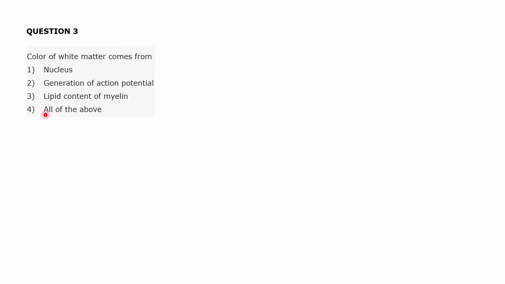Yeah, so the answer to this question is lipid content of myelin. I think you are trying to speak something, right? I can't hear through my microphone, I think. I'm not sure whether it's from my issue or not. So I think it's better to type it in the chat box. So the answer to this question is lipid content of the myelin.